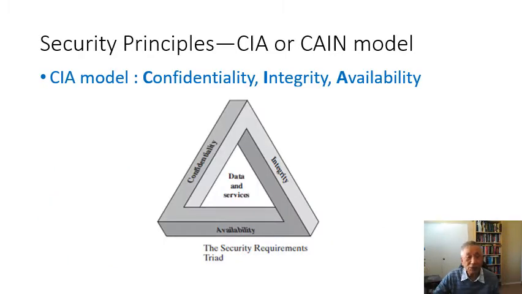So there are certain security principles. What do we want to achieve from our security model or security measures? In the case of one, it's the CIA model. It's nothing to do with the CIA of the US government, but it's confidentiality, integrity, and availability. That's the so-called CIA triad.